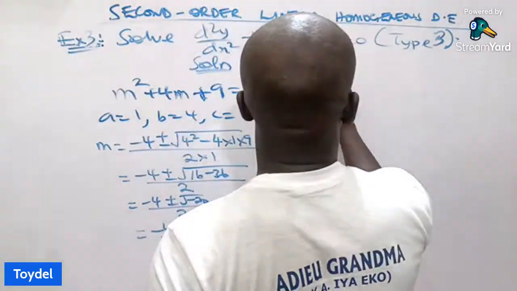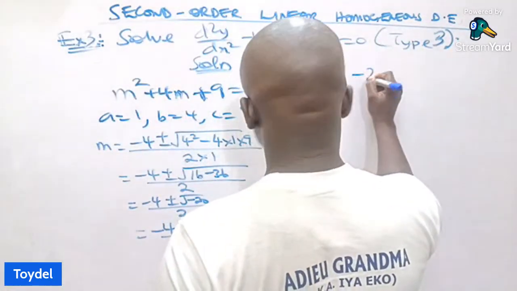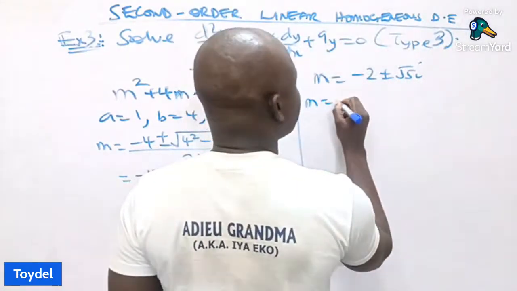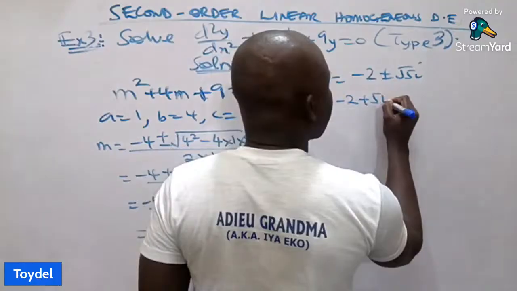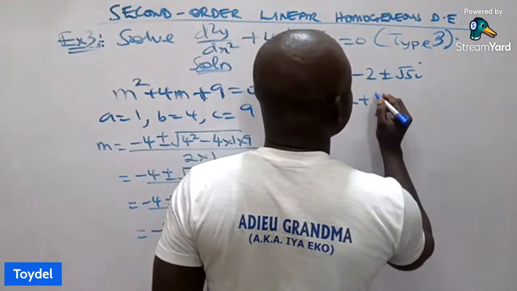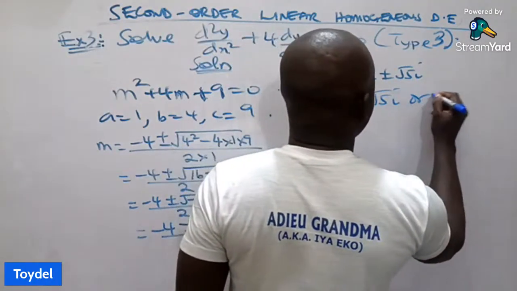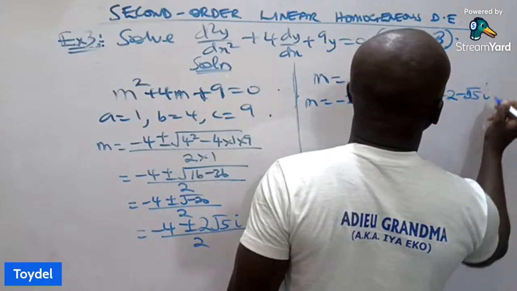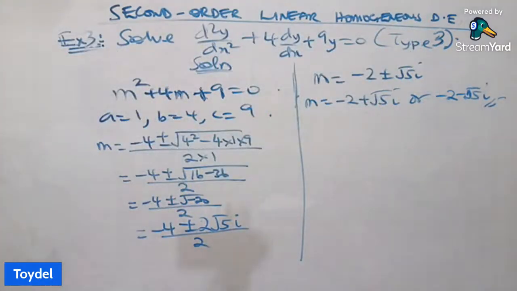So m will be equal to minus 2 plus or minus square root of 5i. So m is equal to minus 2 plus square root of 5i, or minus 2 minus square root of 5i. So we realize that in this case, the value is imaginary. It's imaginary. So when we have an imaginary solution, how do we write the solution?